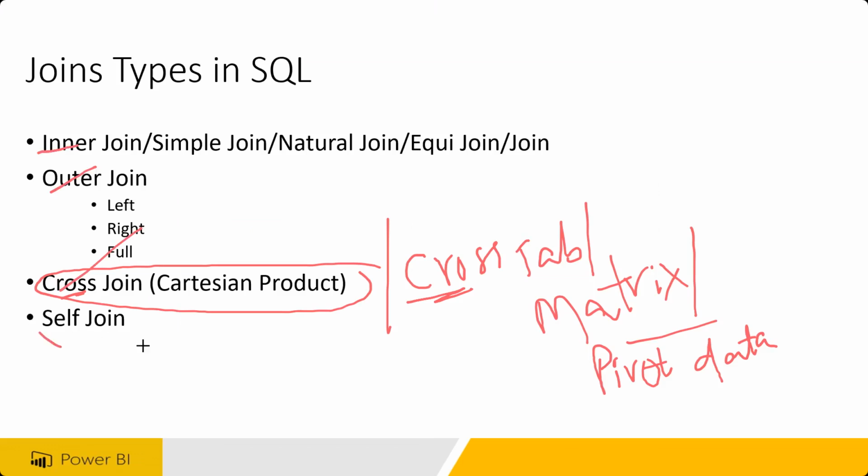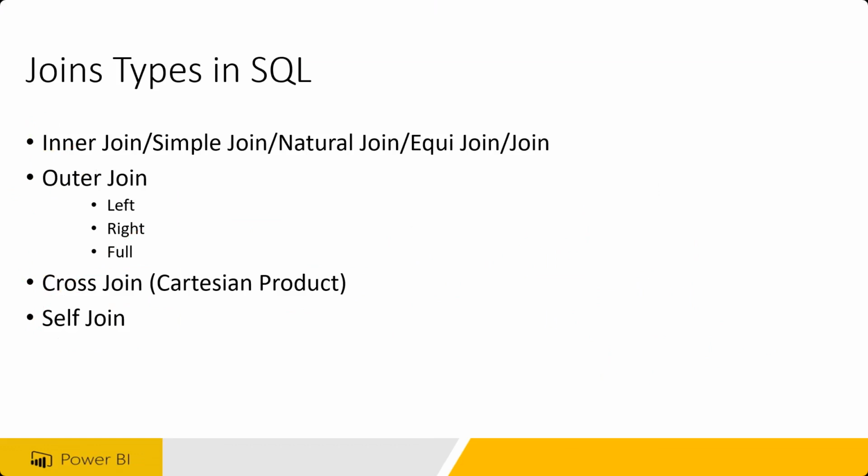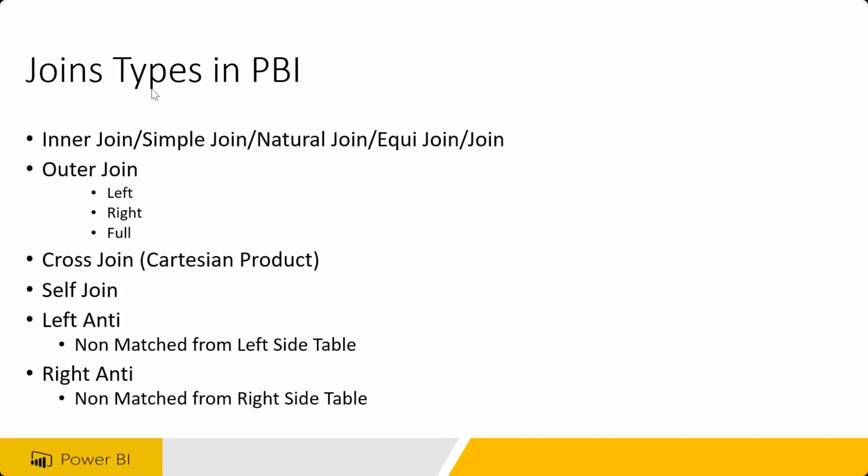I will talk about self join tomorrow, but I'll show you how this can be implemented in your Power BI, right? Let me tell you, join types in Power BI are six: inner join, outer join, cross, self join, left anti, right anti, meaning non-matched from the left side table or unmatched data from the right side table. So inner, outer, cross, self join we're going to talk about in tomorrow's class. The remaining things I have told you, I'm going to show practically now. Joins are pretty important and a lot of complexity will be there in the joins.